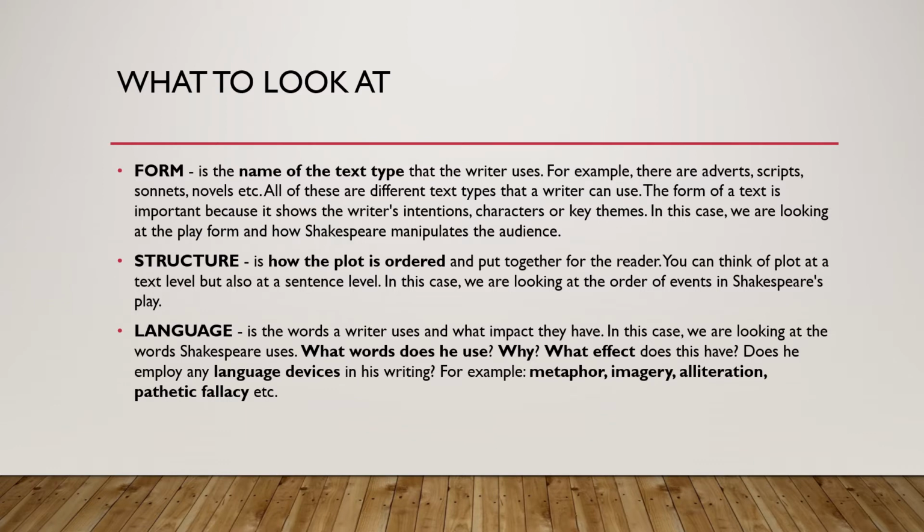So what are we looking out for then? We're looking at the form. That's the name of the type of text that the writer might use. For example, there are adverts and scripts and sonnets and novels. They're all different text types that a writer can use. The form of a text is important because it shows the writer's intentions, characters, or its key themes. In this case, we're looking at the play, the form, and how Shakespeare manipulates the audience.